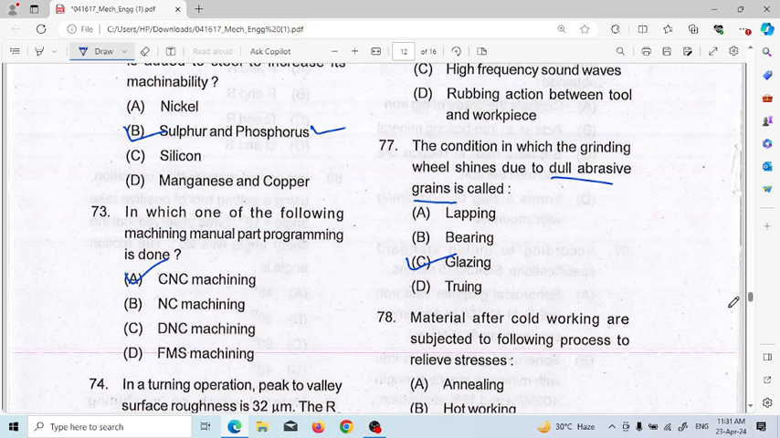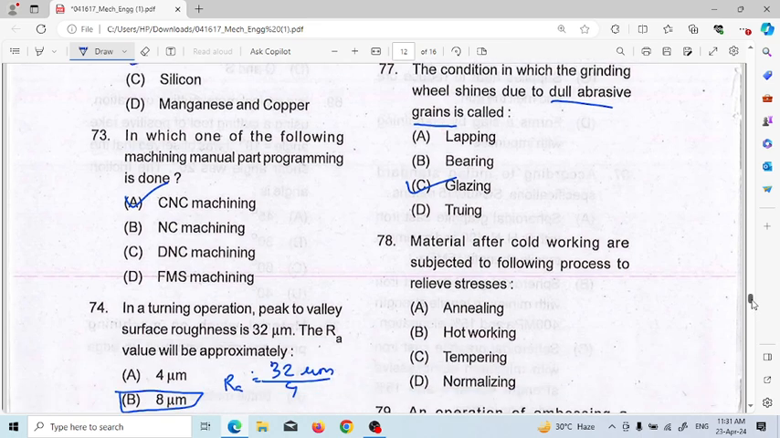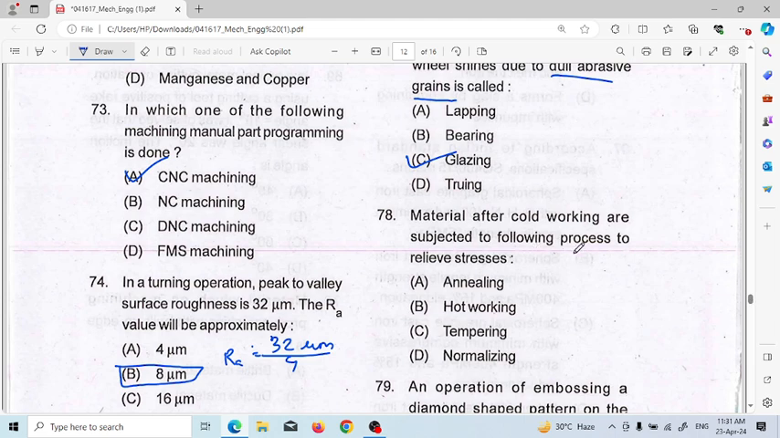Next question number 78. Materials after cold working are subjected to the following process to relieve stress. Options are annealing, hot working, tempering, normalization. So the answer will be annealing.